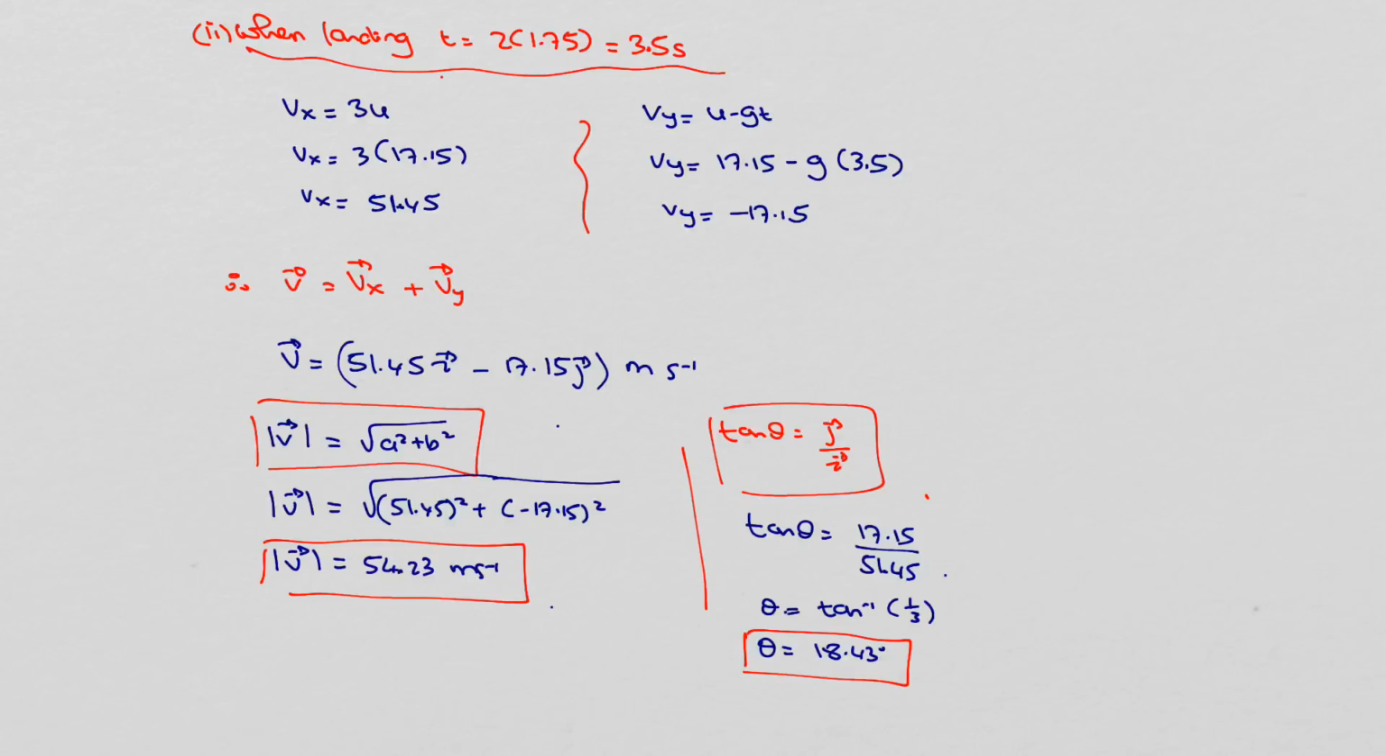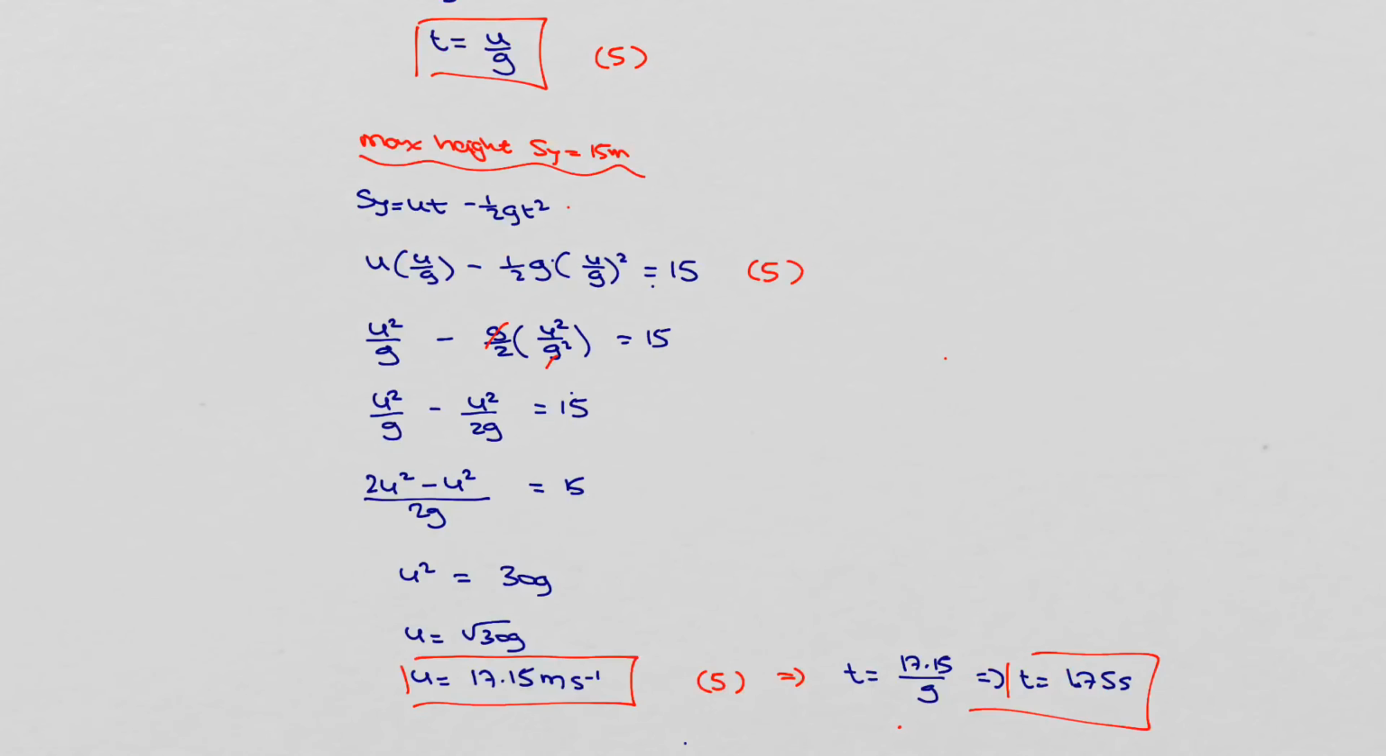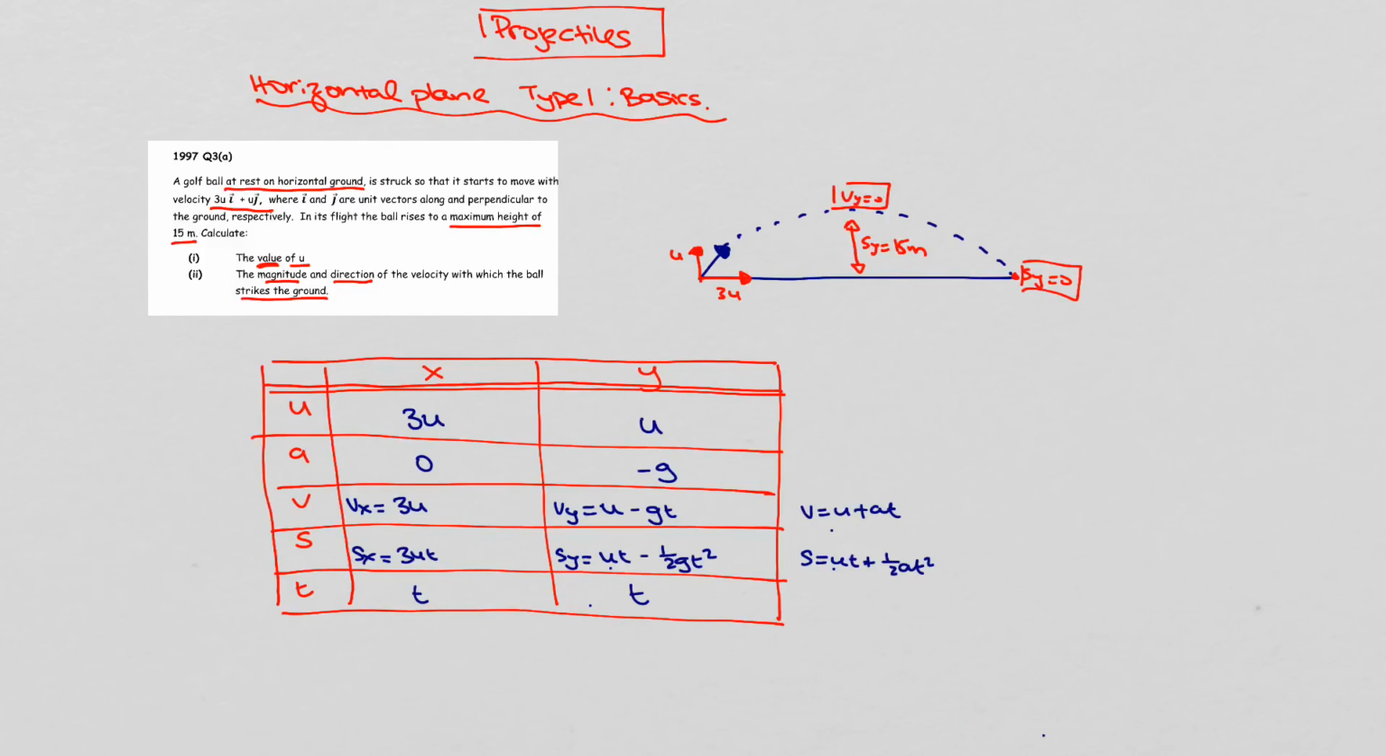Okay. So we had 5 for getting our magnitude and our direction, and 5 for getting our velocity vector. So we had 10, 15, 20, 25 in total for our question. So nice little question that.